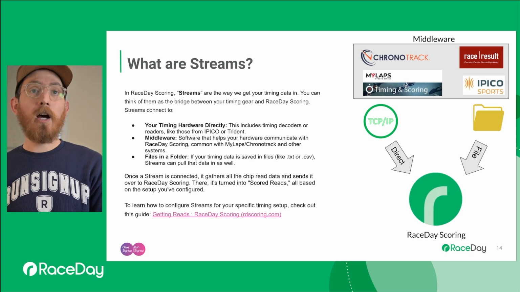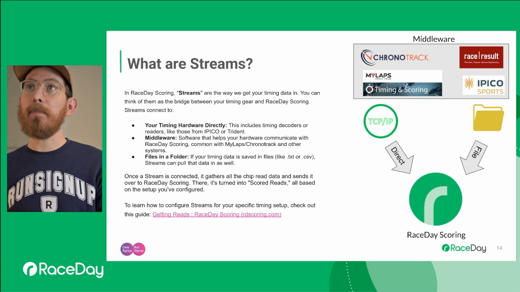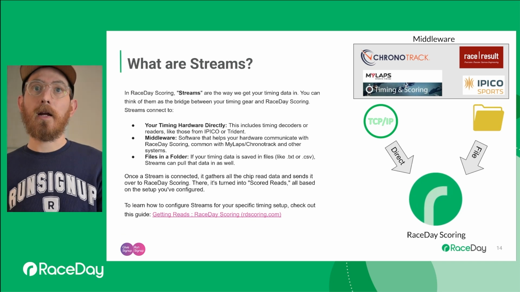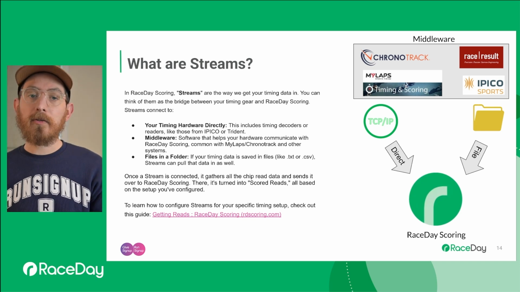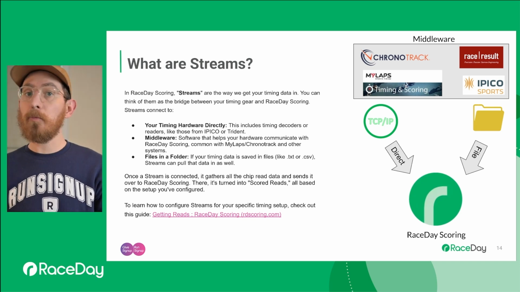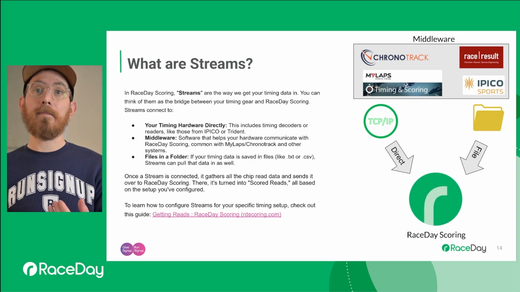So we're going to talk a little bit further about this, but basically the idea is you can have these different sources and they're all dumping reads into RaceDay scoring. And we're getting all the data in the stream. We're not doing anything about filtering. We don't care about duplicate chip numbers and things like this. It's just all going to come in.